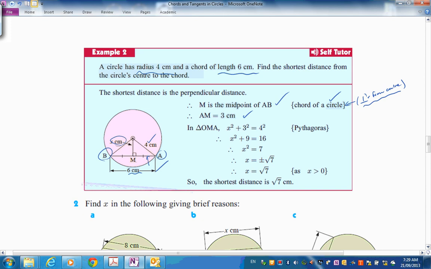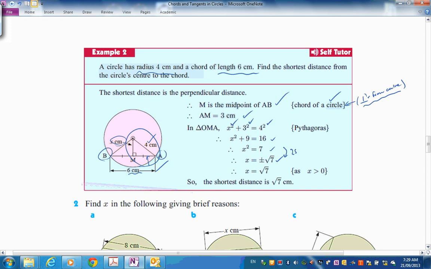So now, in this triangle, we can use Pythagoras. The square on the hypotenuse equals the sum of the squares on the other two sides. Okay, and then solving that, x squared is 7, x is plus or minus. Remember, when you're solving a quadratic, a negative times a negative is a positive, and a positive times a positive is a positive.